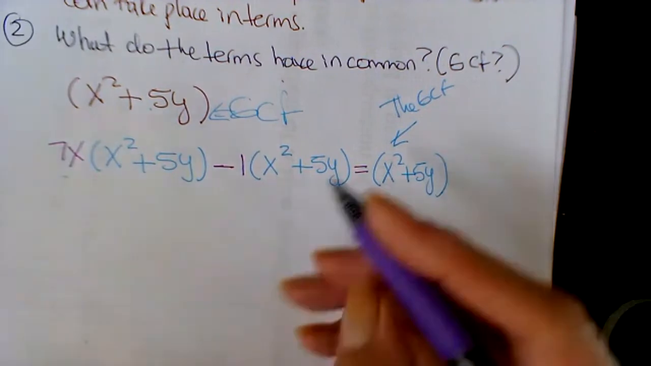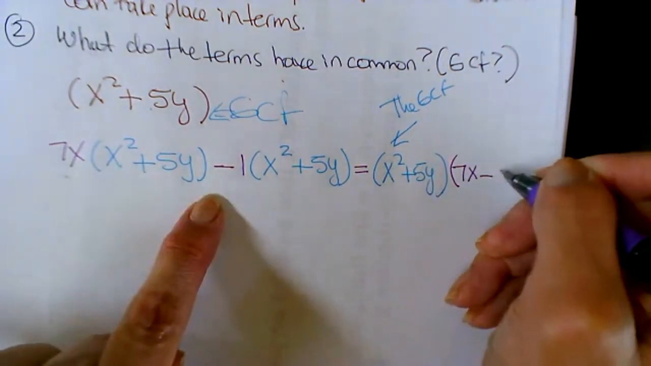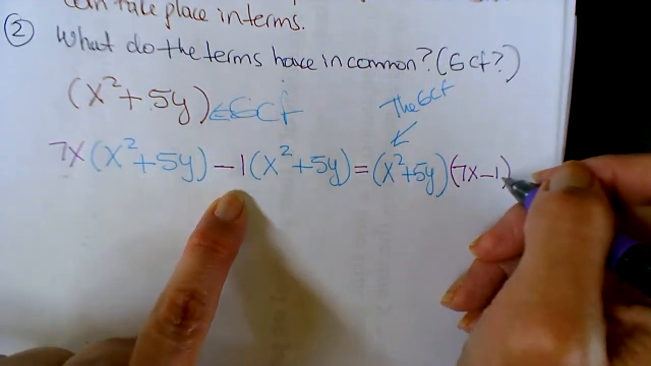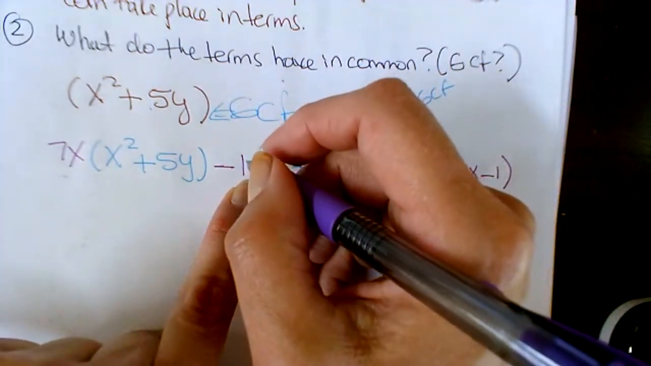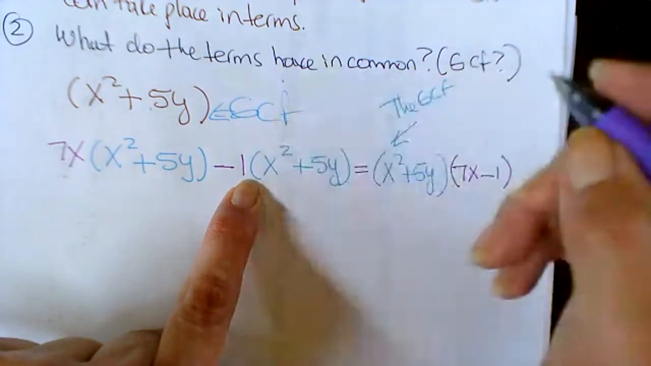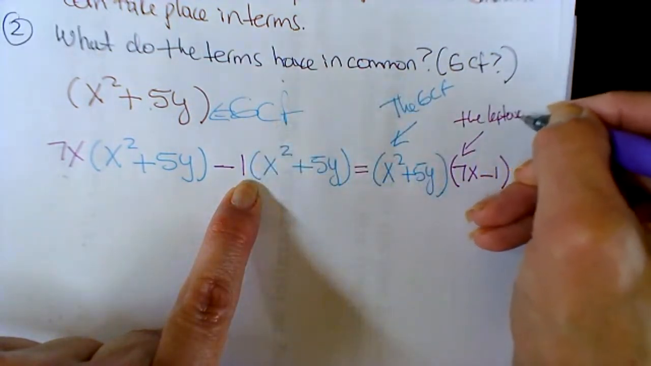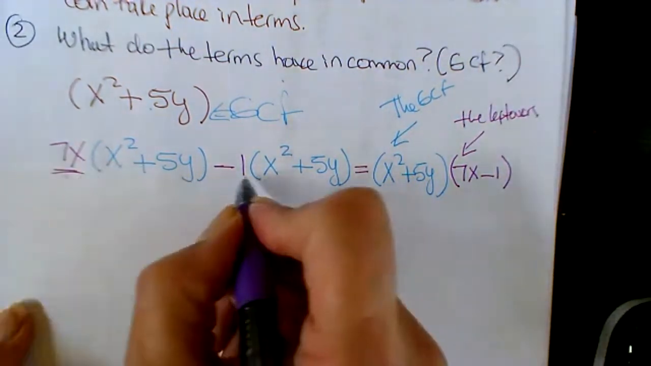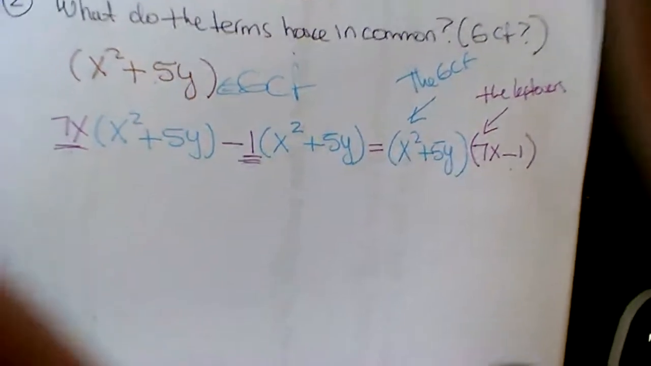Now, what is the leftover? Leftover is going to be the 7x minus the 1. There is a 1 here always. And this is what we call the leftovers, okay? Which is the 7x and the 1. And we're going to be doing this many, many times, so you'll see it.